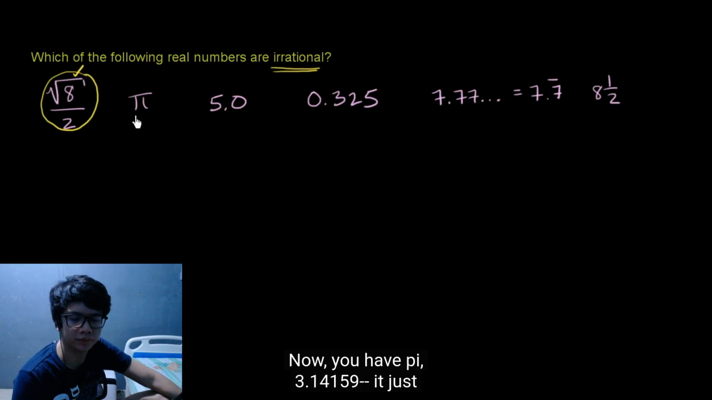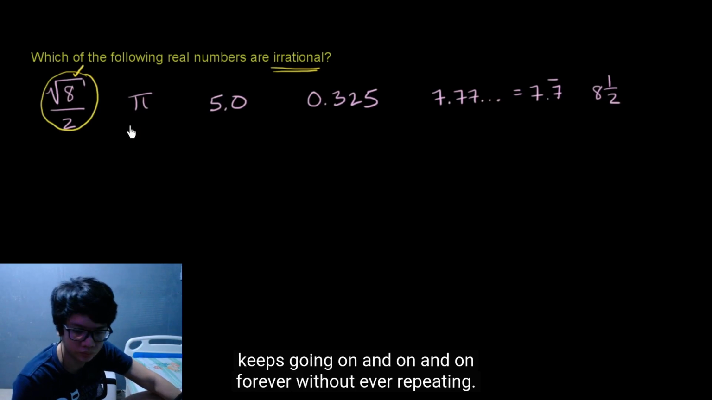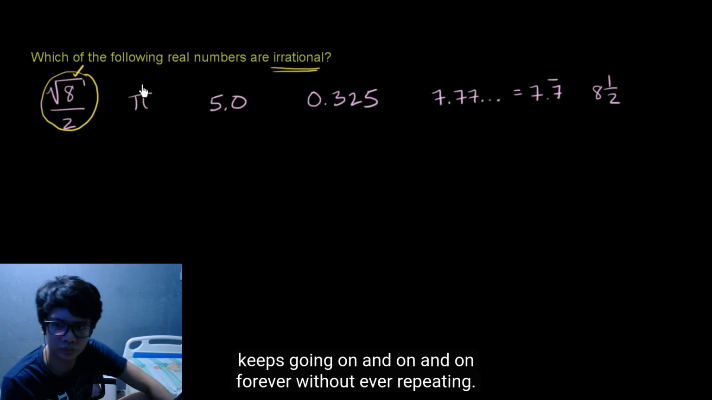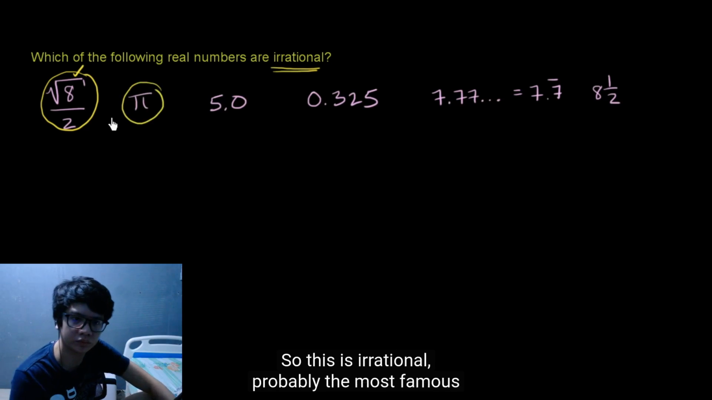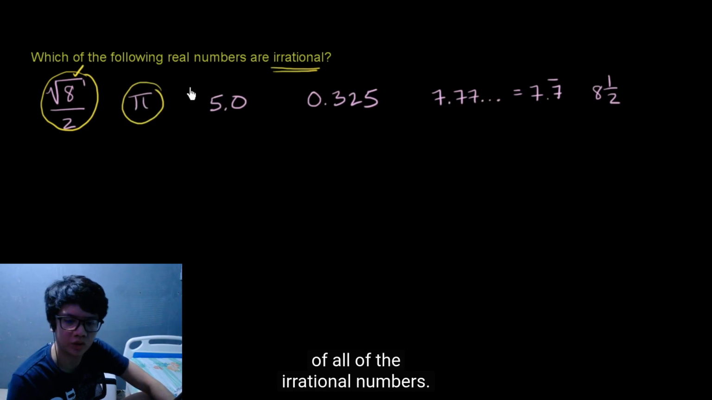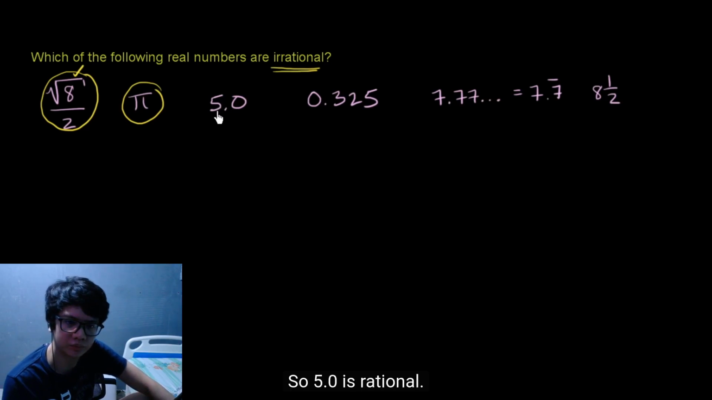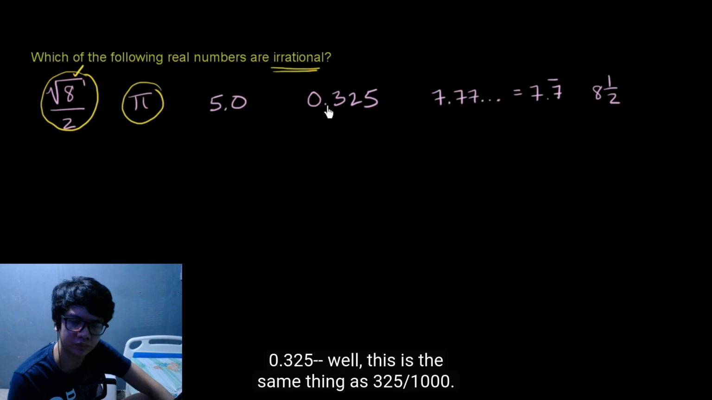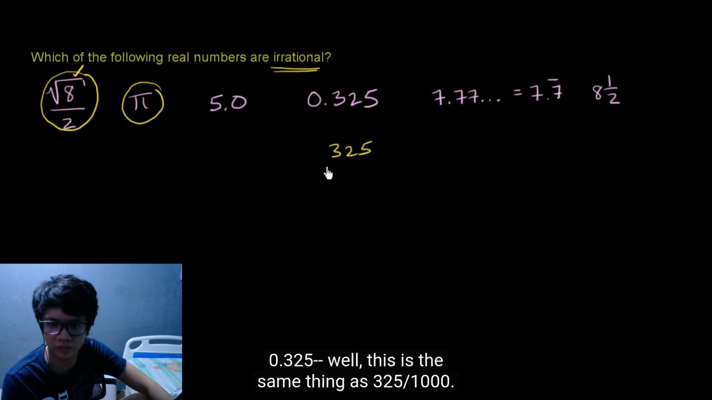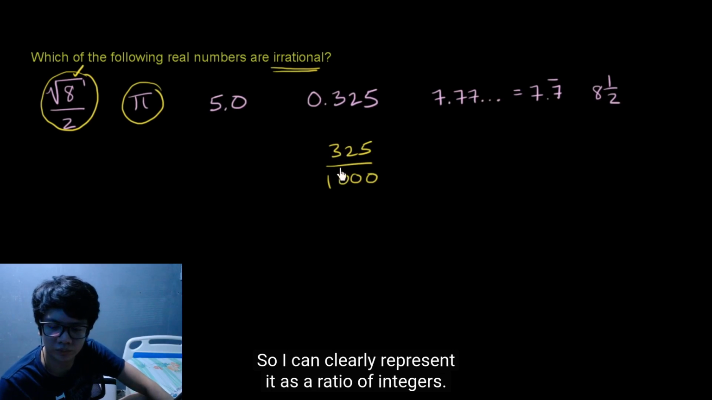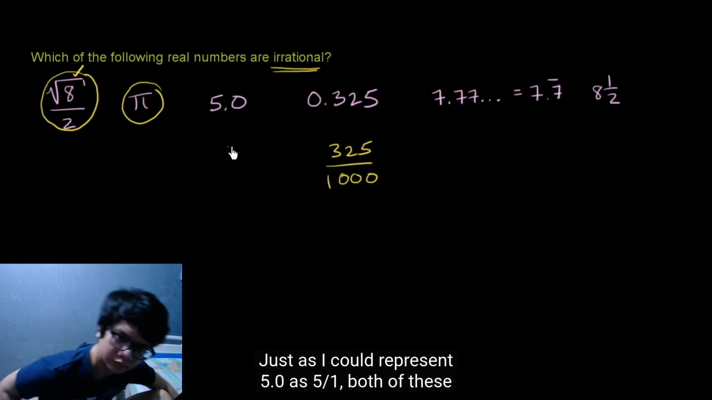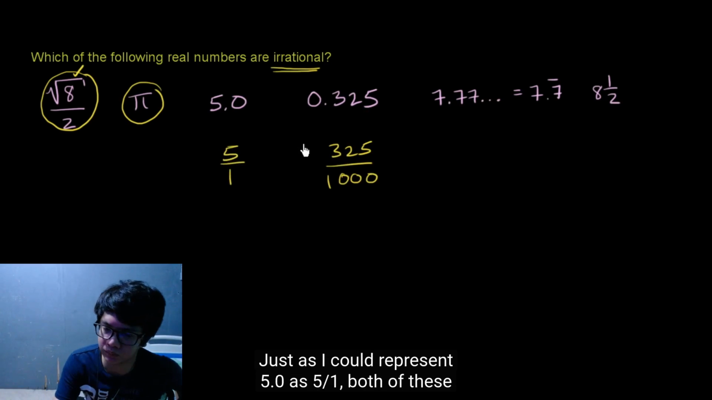Now you have pi, 3.14159. It just keeps going on and on and on forever without ever repeating. So this is irrational, probably the most famous of all of the irrational numbers. 5.0. Well, I can represent 5.0 as 5 over 1. So 5.0 is rational. It is not irrational. 0.325. Well, this is the same thing as 325 over 1,000, so I can clearly represent it as a ratio of integers. So this is rational, just as I could represent 5.0 as 5 over 1. Both of these are rational.